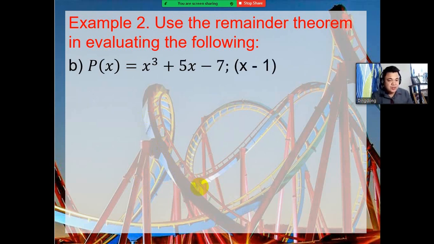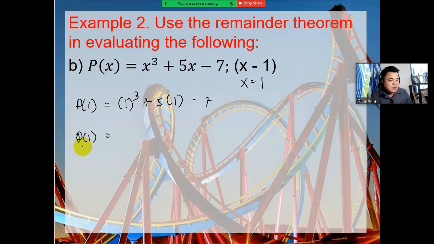Next, B. P of x equals x cubed plus 5x minus 7, wherein we have x minus 1. So solve this first, x equals 1. But here, let's use direct substitution. So P of 1 is equal to, just change all the values of x to 1, cubed plus 5 times 1 minus 7. Again, you can use your calculator in directly simplifying or evaluating this for you to be able to get the value of P of 1. So in this case, the answer is P of 1 is negative 1. That's it.